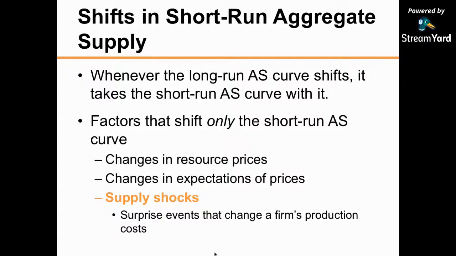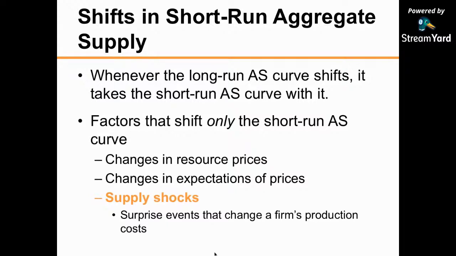So again, it's really important to remember the short-run aggregate supply curve will always shift whenever the long-run aggregate supply curve does. They're married to each other. They're committed, they're going to shift at the same time if the long-run supply curve shifts. But the short-run aggregate supply curve can shift by itself without affecting the long-run aggregate supply curve.